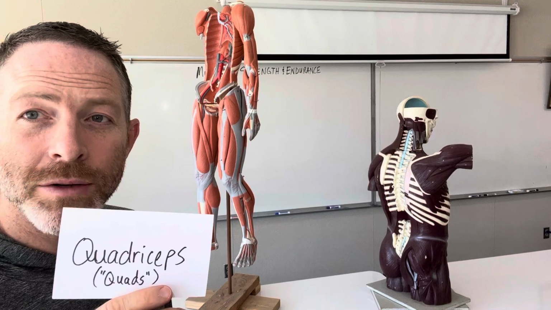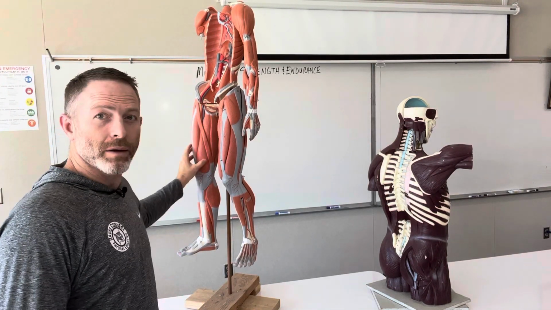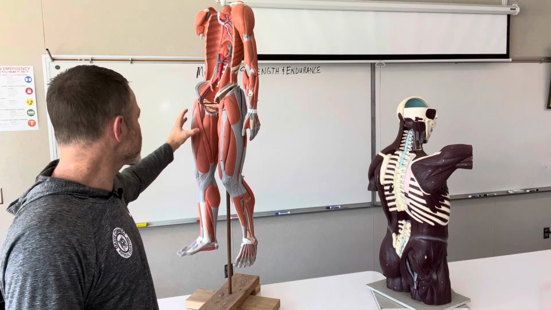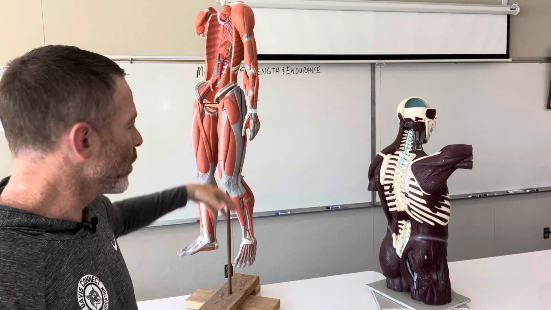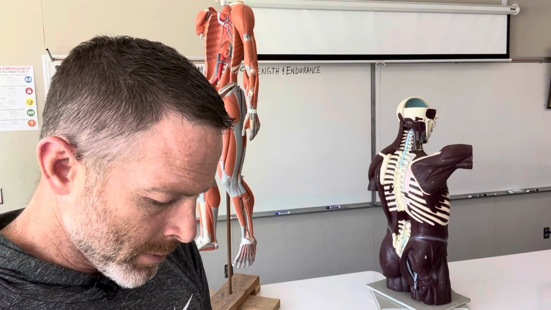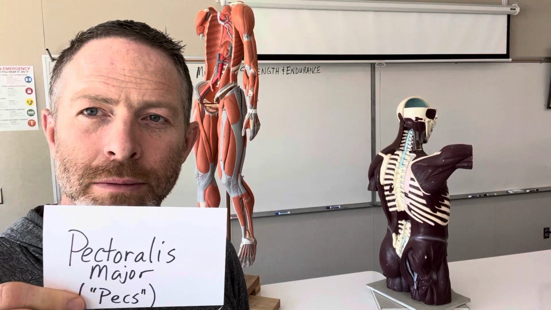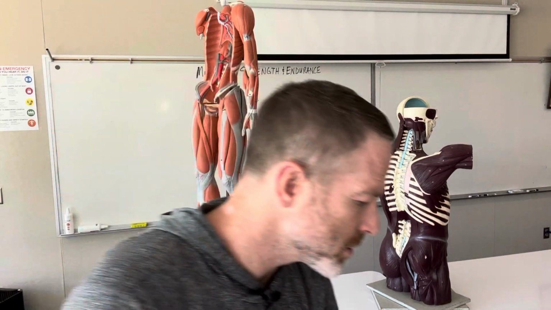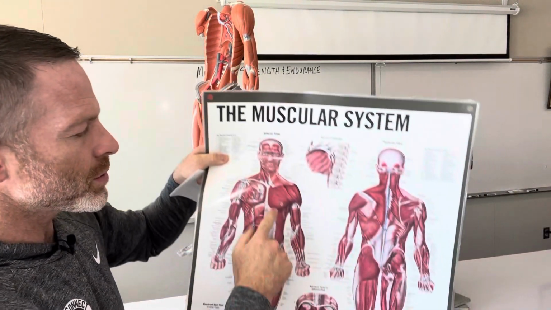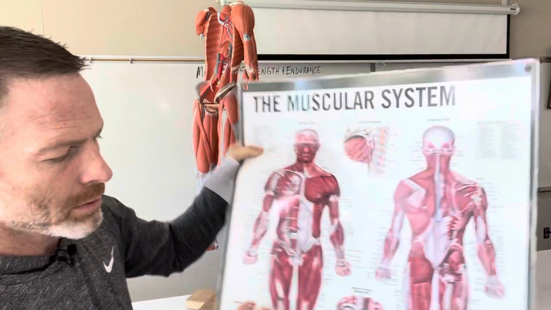Quadriceps, also known as the quads. Those are these big muscles in the front of your leg right here. Quad means four. There's actually four really big muscles that we refer to when we say quads, but that's what those are. Pectoralis major, also referred to as your pecs, are important for your arm and shoulder movement. That's going to be this muscle group right in here.